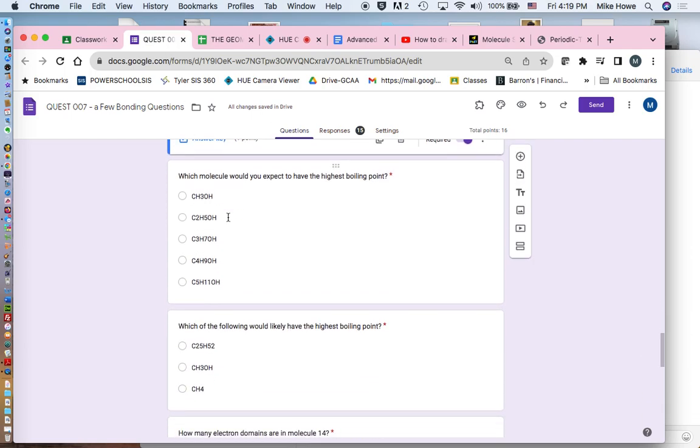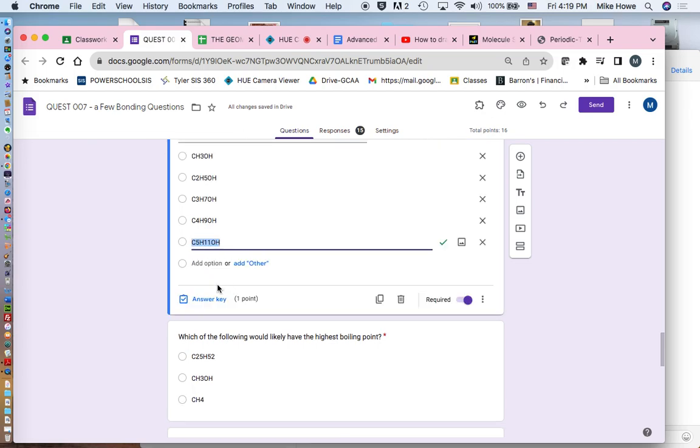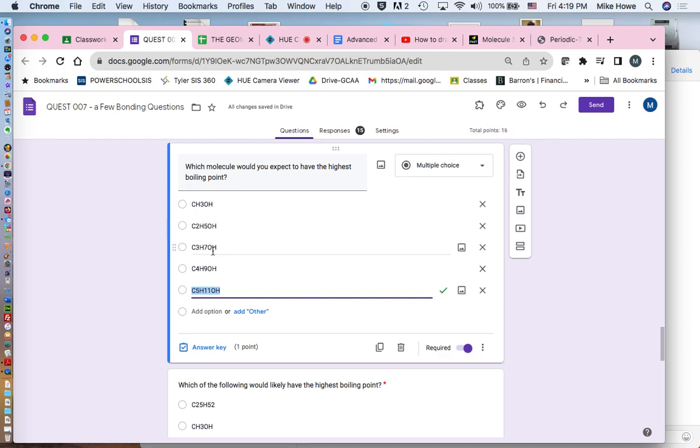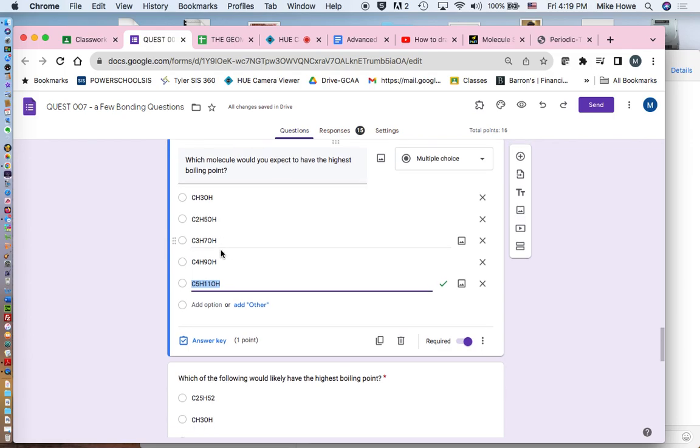Higher boiling point, the bigger ones have a higher boiling point. So which one's the biggest? That one. This goes back to the labs. We did these 3 alcohols. This is the one that evaporated the slowest, and so its boiling point is the highest. If it evaporates slower, it means it takes more energy to separate the molecules, so the boiling point will be higher.